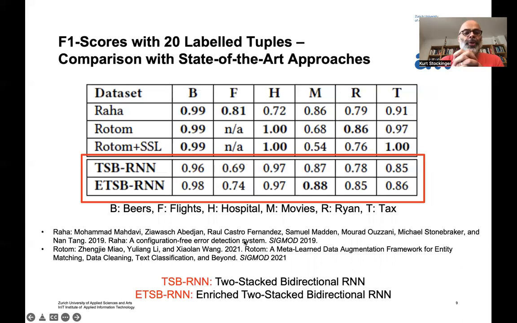Then we compared our approach against state-of-the-art systems. One of them is Raha from SIGMOD 2019, and the other one is Rotom from SIGMOD 2021. We compared the F1 scores of our machine learning approach to detect errors, but we only chose 20 labeled tuples. So we had a very small training set and we compared the approaches. We can see that on some data sets, for instance, Raha is performing best, on another one Rotom, and on another one our approach is performing better. So here we don't really see a clear picture of who is the absolute winner and what the best approach is.